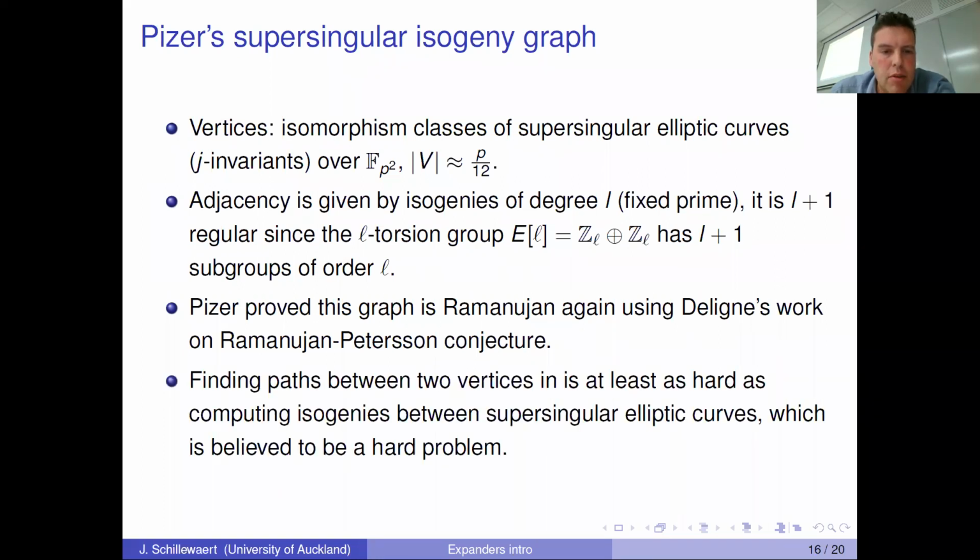And the reason this is interesting for cryptography, as Bo talked about at length, is that finding paths between two vertices should be at least as hard as computing isogenies between supersingular elliptic curves. And since the latter is believed to be a hard problem, this should also be a hard problem.